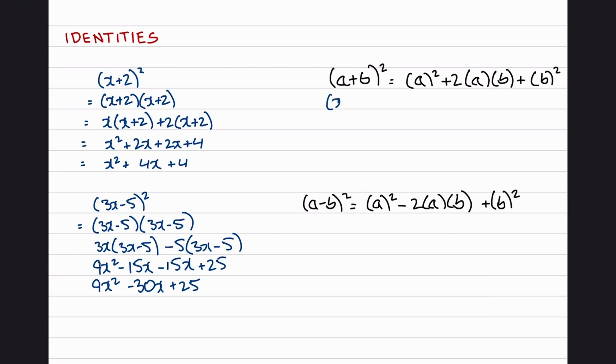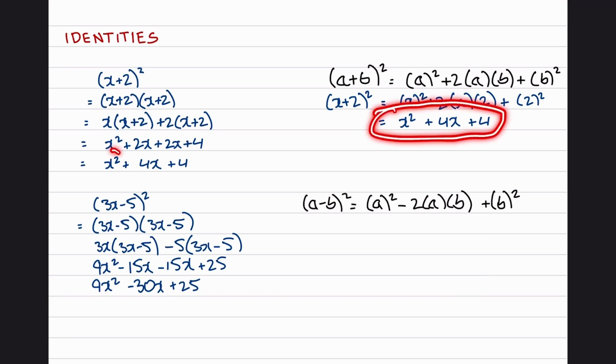So x plus 2 whole squared, where x is a and 2 is b, this will be expanded by x squared plus 2 times x times 2 plus 2 whole squared, which is x squared plus 4x plus 4. The identity gives us the same expansion as when we multiply it.